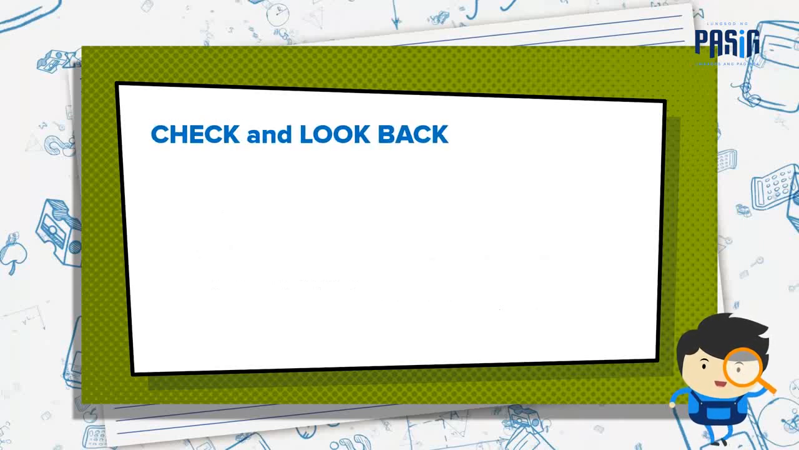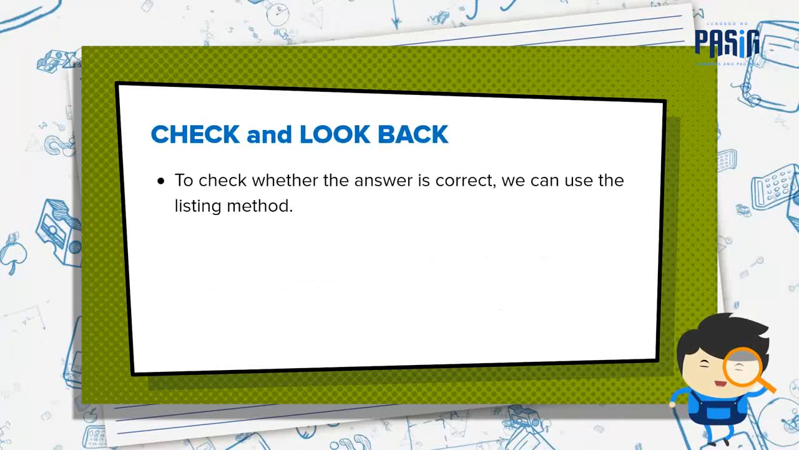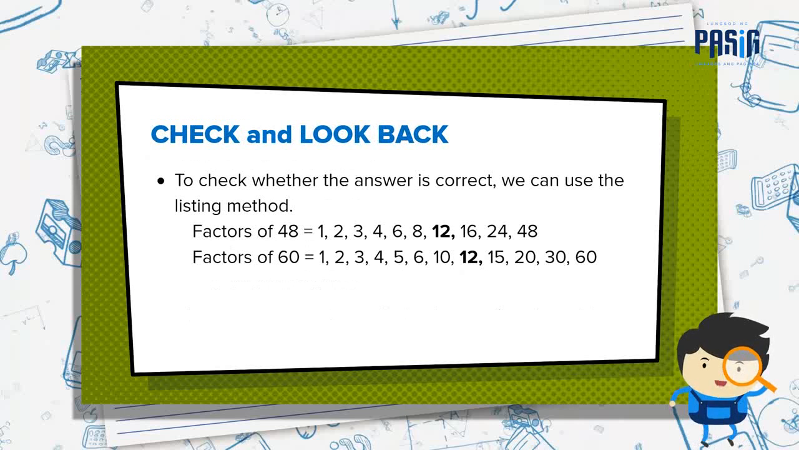Step 4. Check and look back. To check whether the answer is correct, you can use the listing method. List down the factors of 48 and 60. Factors of 48 we have 1, 2, 3, 4, 6, 8, 12, 16, 24, and 48.